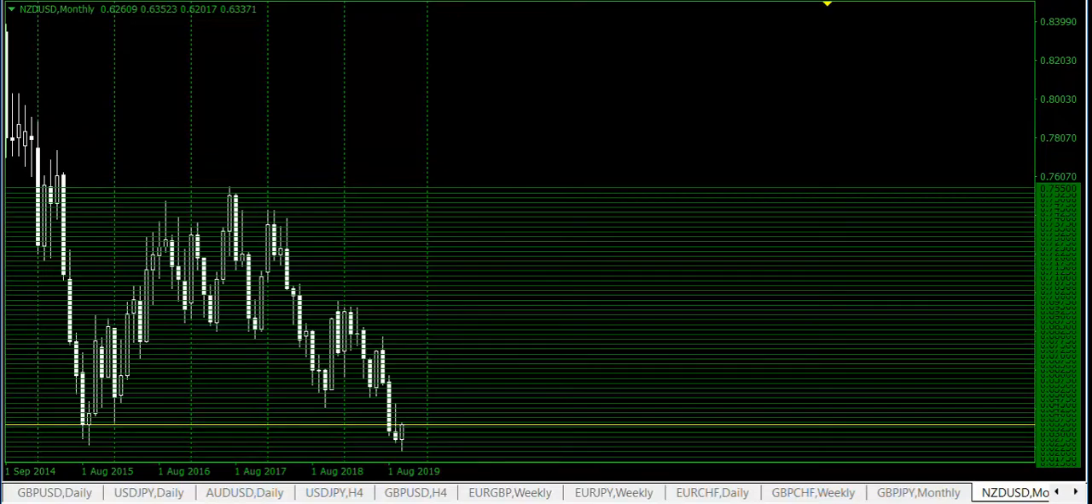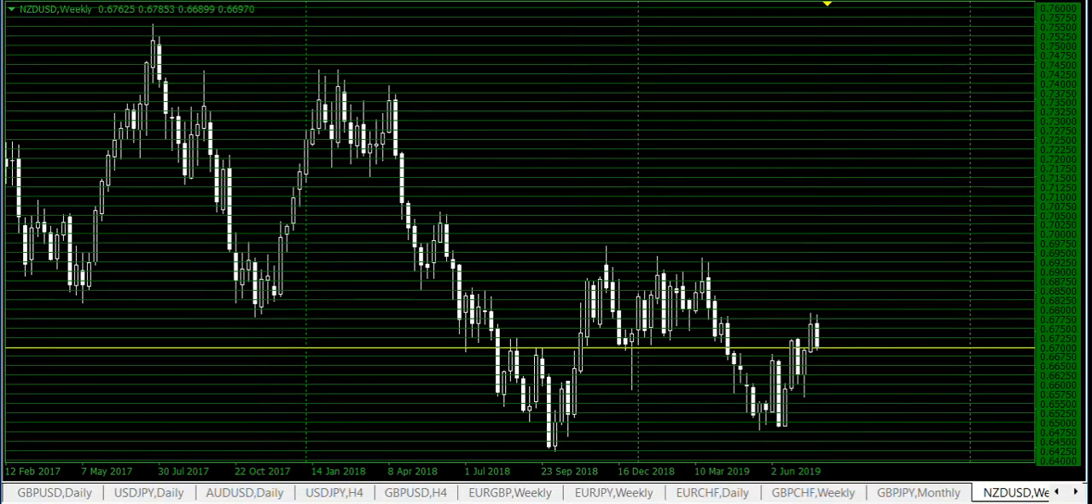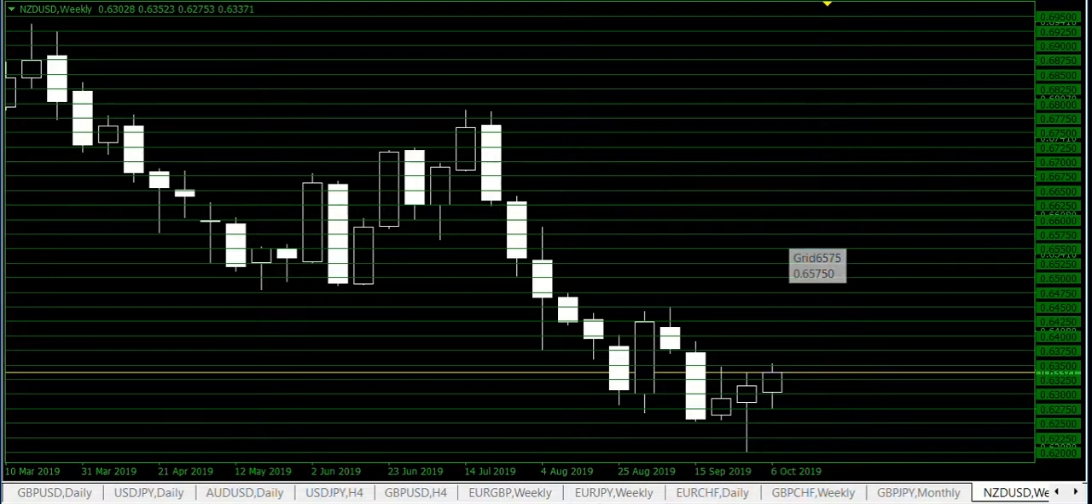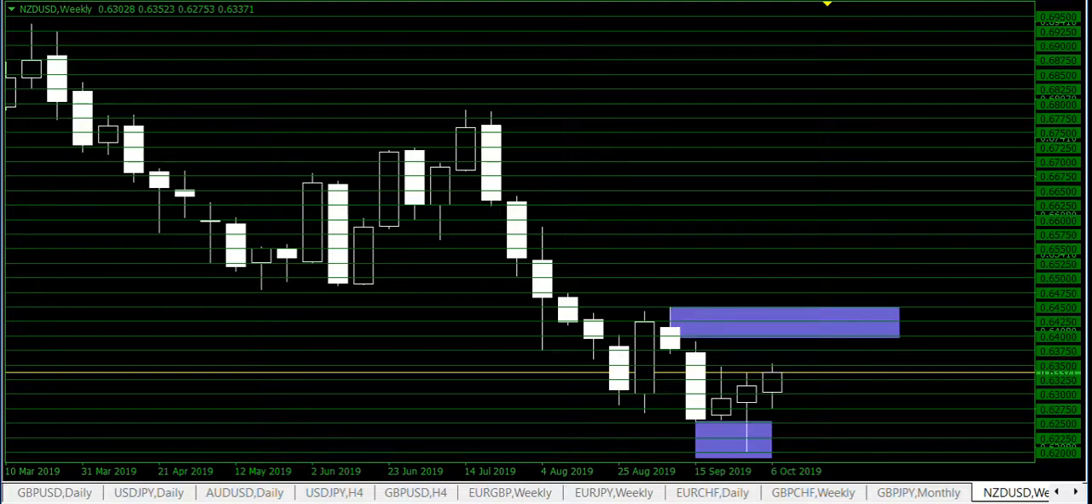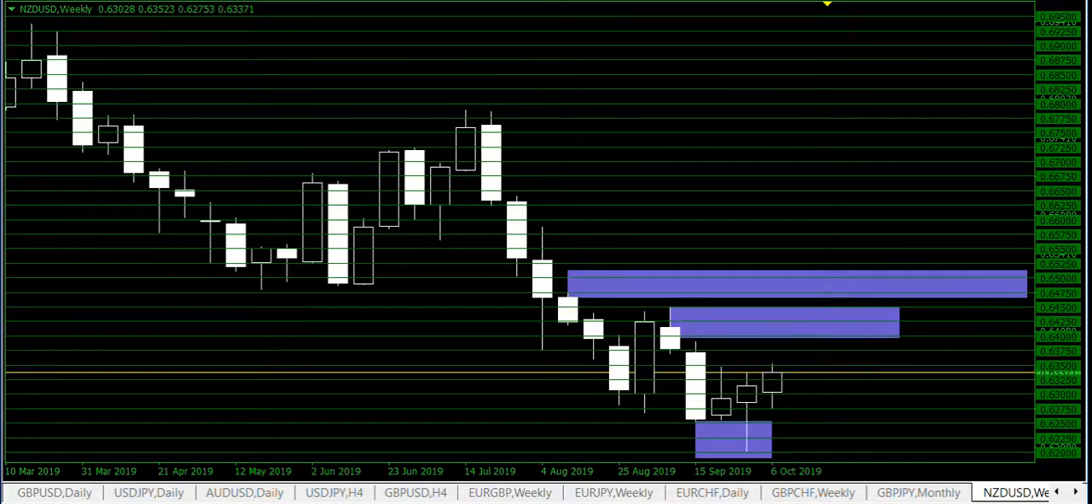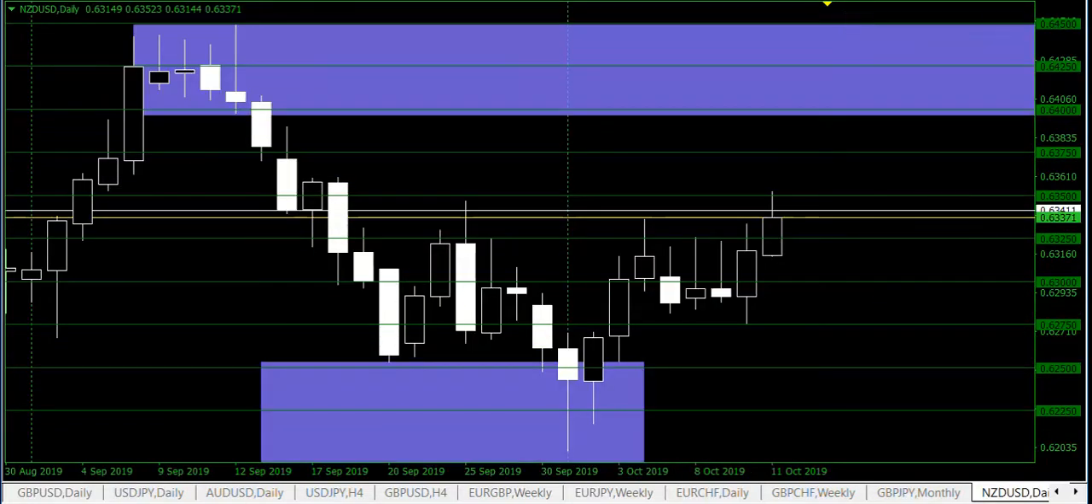Oh, jeez. Let's go to the weekly. The trade you missed: buying new lows. The trade you're going to miss is selling up in here. Selling more up in here. The daily signal you missed was buying the stop hunt here. The bull stop hunt. It's called a reversal.